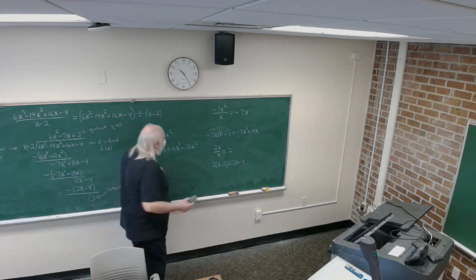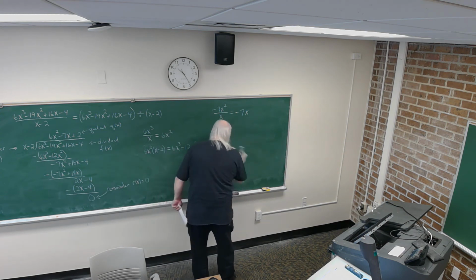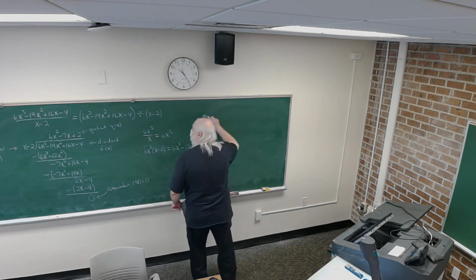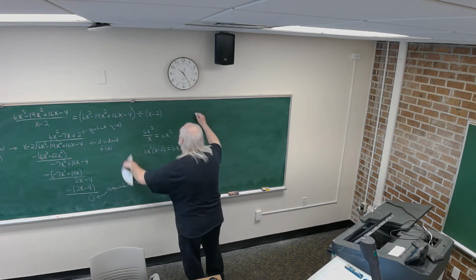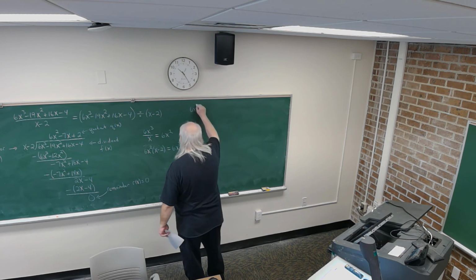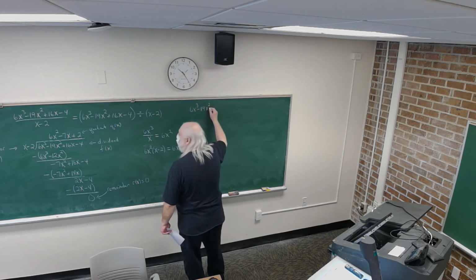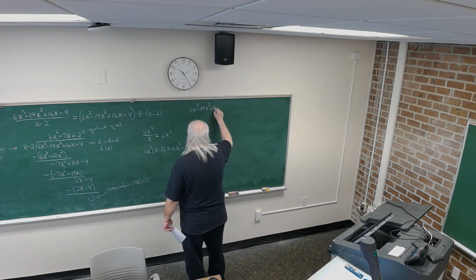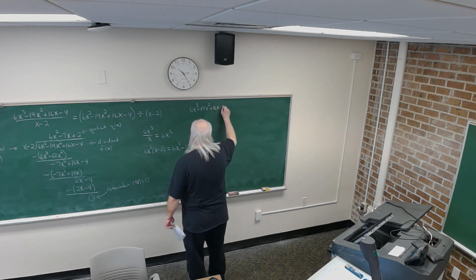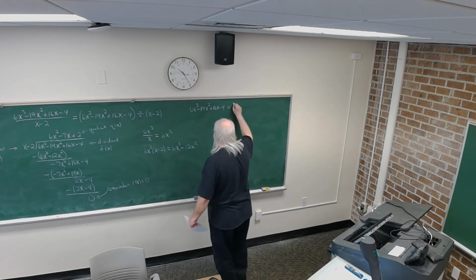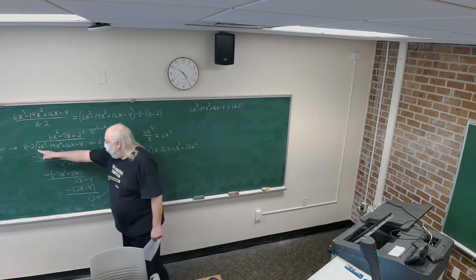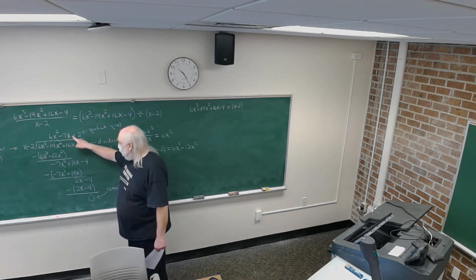So what we have shown is that our original polynomial function in the numerator, 6x cubed minus 19x squared plus 16x minus 4, can be written as the product x minus 2 times this quotient.